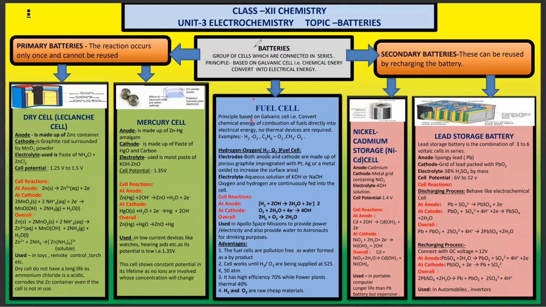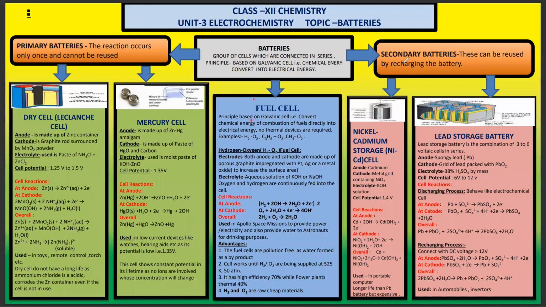What are the two types of battery? Primary. What is a primary battery? One in which the reaction occurs only once and cannot be recharged or reused. And what are the two examples we have discussed? Dry cell, which is also called Leclanche cell. And second is mercury cell, which is called button cell.